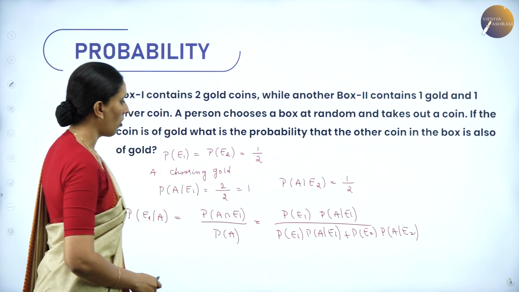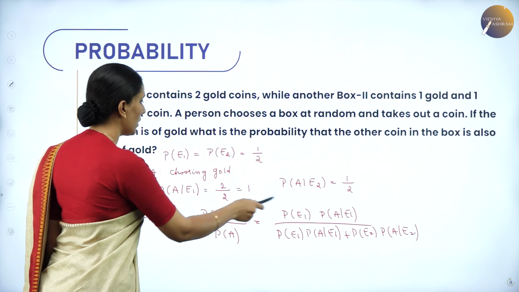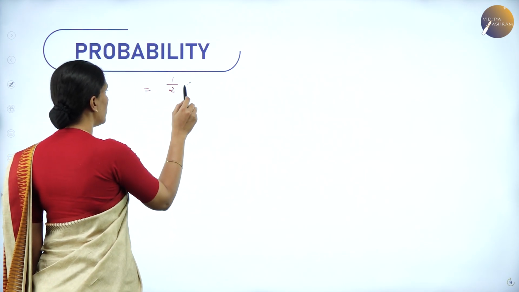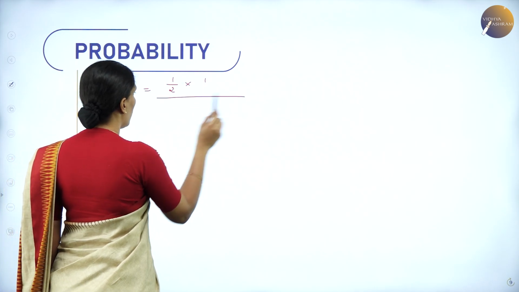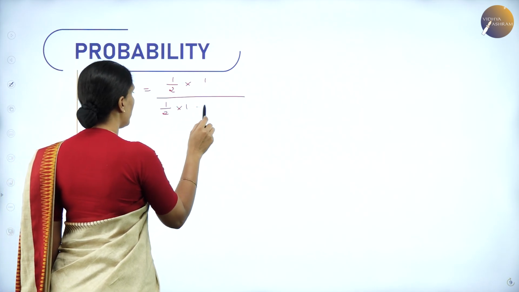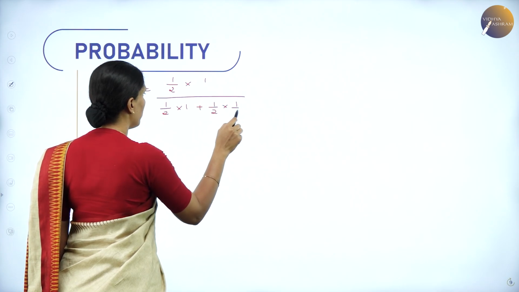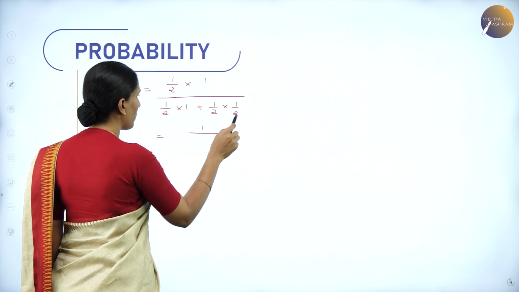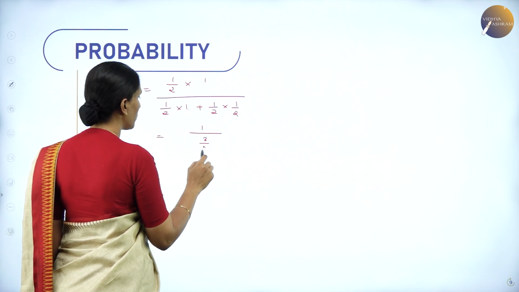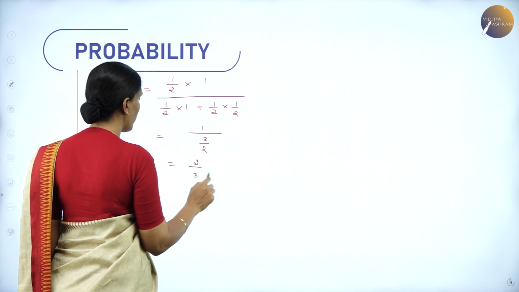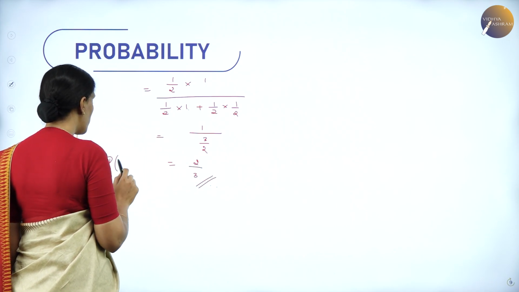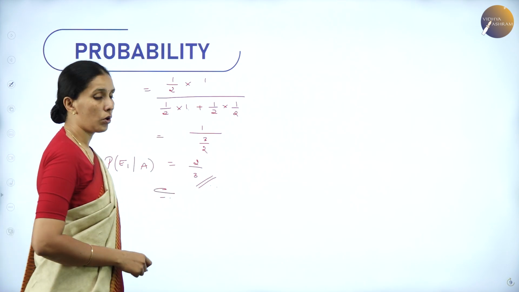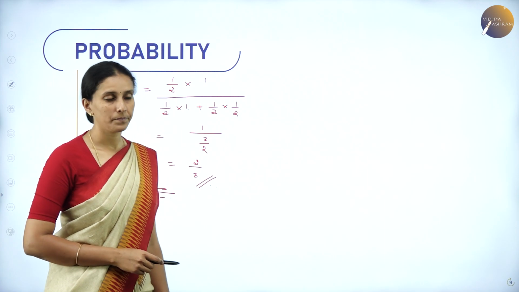So now substituting all the values here. A given E1 is 1, and this is 1 by 2. So that is equal to 1 by 2 into 1 whole divided by 1 by 2 into 1 plus 1 by 2 into 1 by 2. We can remove 1 by 2 here, then we are left with 1. 1 plus 1 by 2 is 3 by 2. So the value will be equal to 2 by 3. So the probability of choosing a bag which contains both gold coins is equal to 2 by 3.